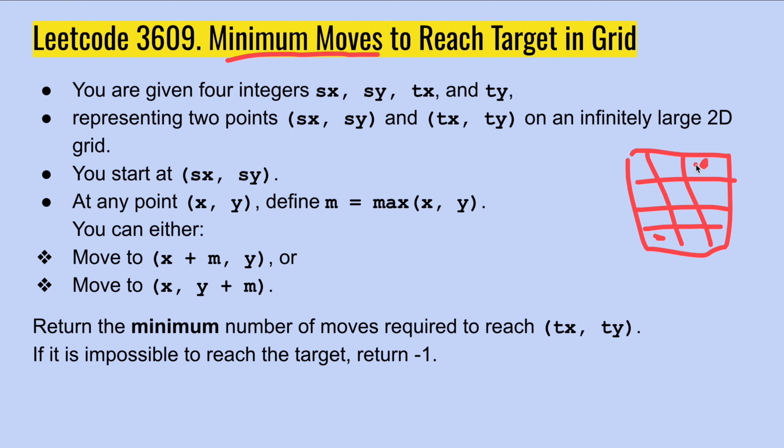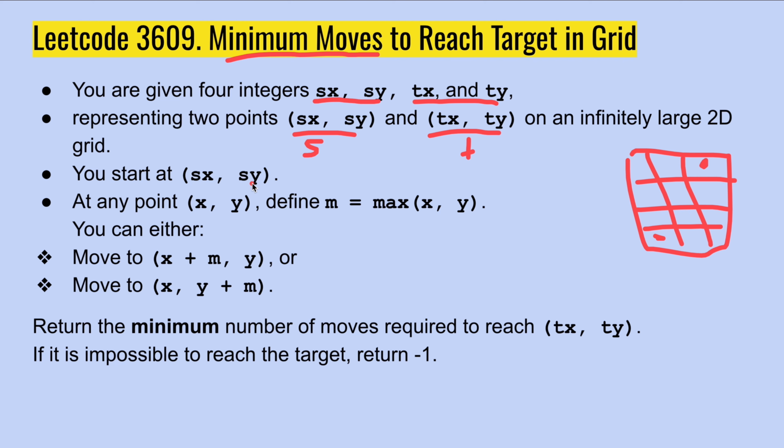In the question, four integers are given: sx, sy and tx, ty. The first two are for the source point, and the other two are for the target. As we discussed, this is the source and this is the target. These integers represent two points, s and t, and this grid is very large, it is infinite.